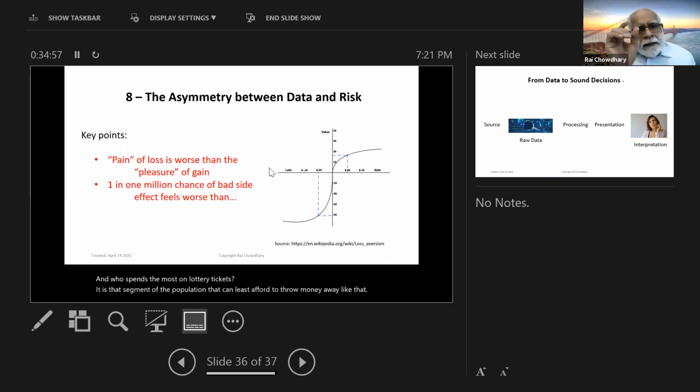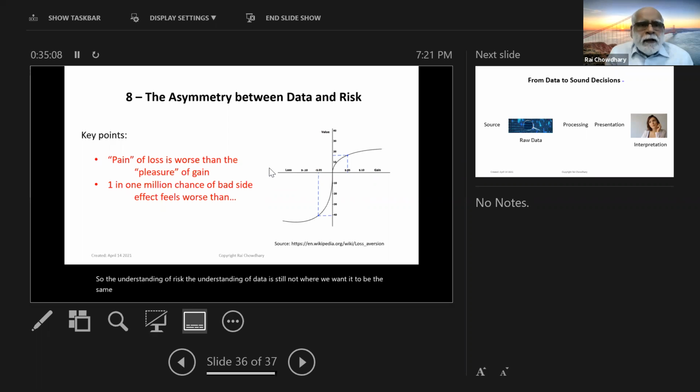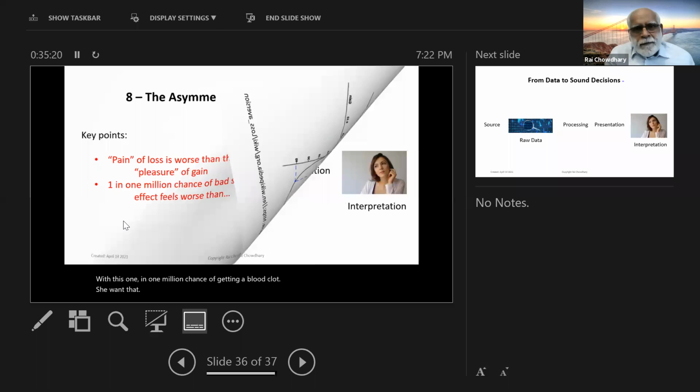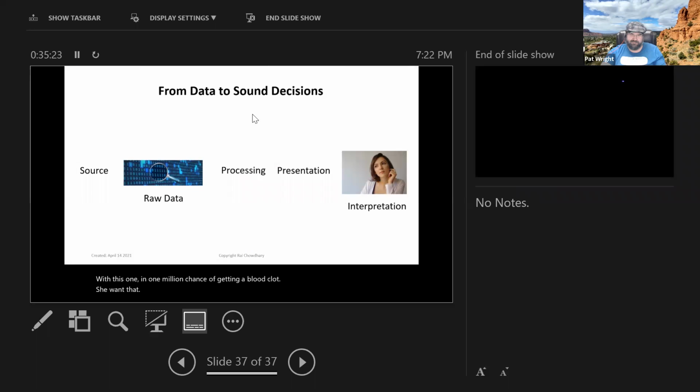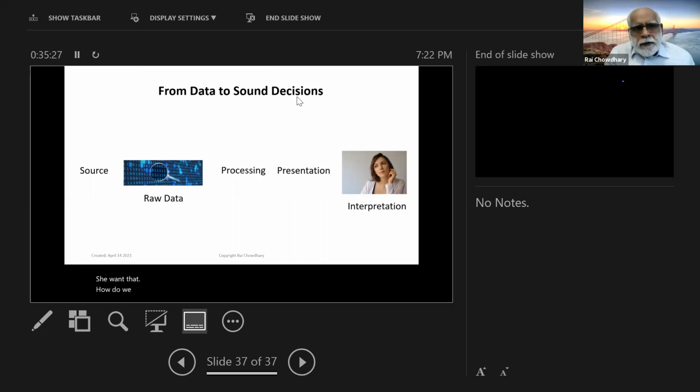So the understanding of risk, the understanding of data is still not where we want it to be. The same is the case with this 1 in 1 million chance of getting a blood clot. Chew on that. Finally, how do we go from data to sound decisions?